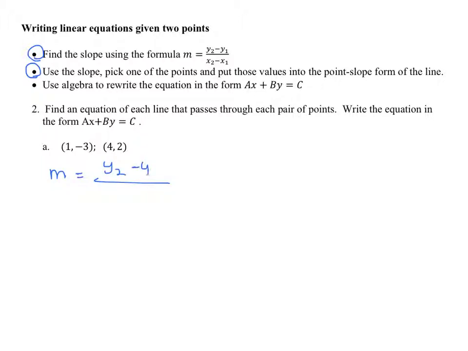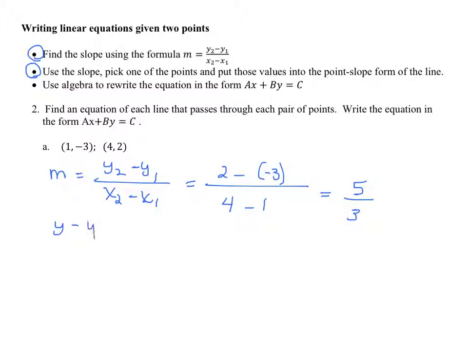y2 take away y1 over x2 take away x1. y2 is 2, take away y1, which is negative 3. x2 is 4, take away 1. So this will be 5 over 3 is my slope.